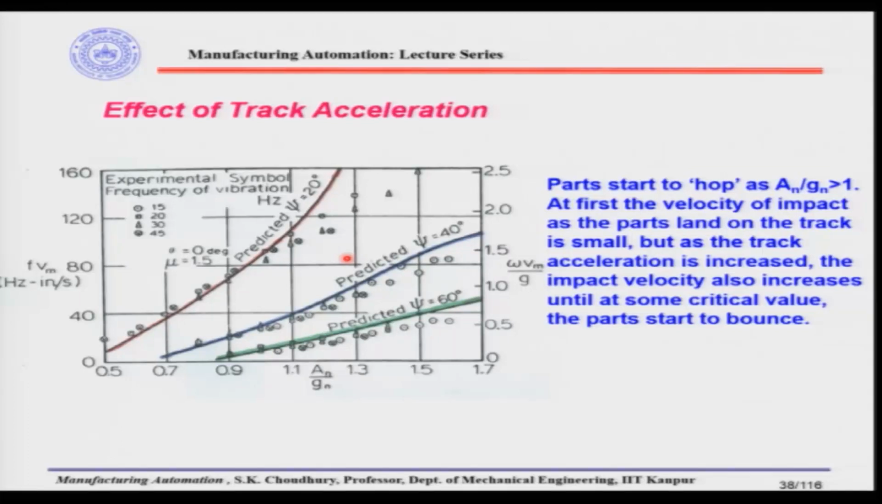The second one we discussed is the effect of track acceleration, and we said that beyond an n by gn value of some 1.72, the impact velocity becomes very high, and the conveying velocity therefore does not increase as much as it does for n by gn value less than 1.7 or 2. First, n by gn, which is the normal track acceleration, has to be more than 1 for the parts to hop. As n by gn increases more and more, the hopping amplitude will be more, and therefore the impact velocity will be more, and while landing on the track the part becomes unstable, and therefore the conveying velocity decreases. That is another thing we discussed in the last class.